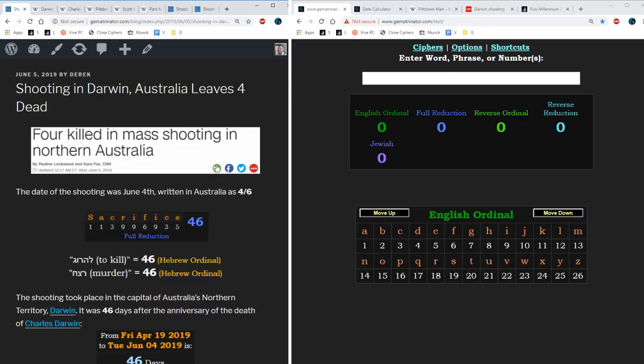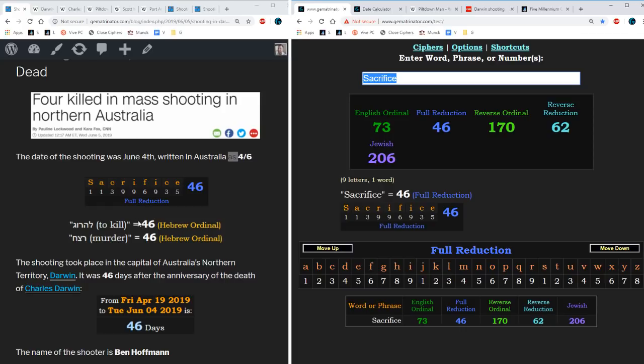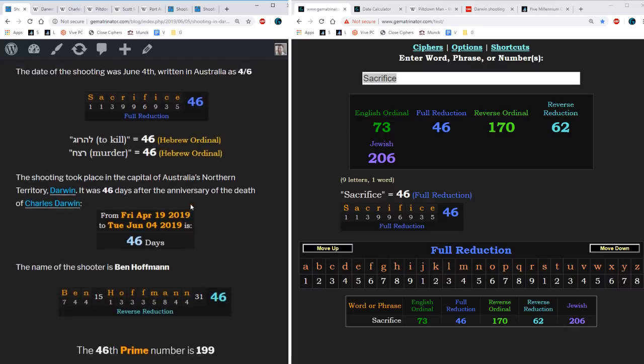Now, before talking about how this event relates to total solar eclipses numerically, we're going to look at a little bit more of the basic numerology involved with this event. So first, we'll look at the date, June 4th. Now, because this happened in Australia, the local population there writes the date as 4/6, as people in most parts of the world do. And 46 is a number I talk about on this channel quite frequently. This is the reduction value of the word sacrifice. In the Hebrew language, the words for kill and murder both sum to 46 in ordinal. Genesis 46, which is the 46th chapter in the Bible, even begins with a sacrifice. Again, this is a code of letters and numbers based in the Bible.